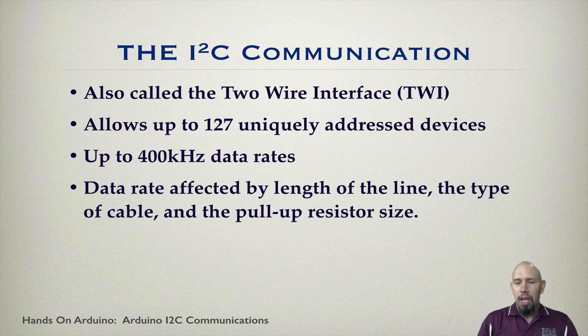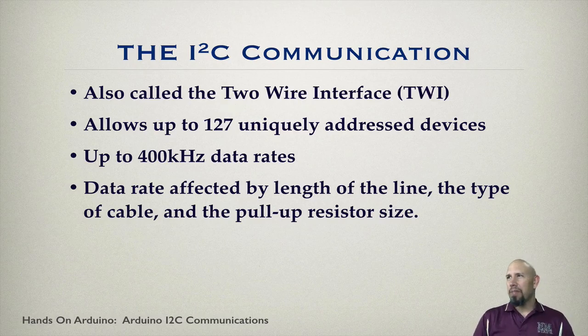I2C communication is also often called two-wire interface. That's the non-proprietary version of it. It allows up to 127 uniquely addressed devices, with up to 400 kilohertz data rates. That's not a typical data rate for it, but it is a possible data rate. The data rate in general is affected by the length of the line, the type of cable, and the pull-up resistor size.